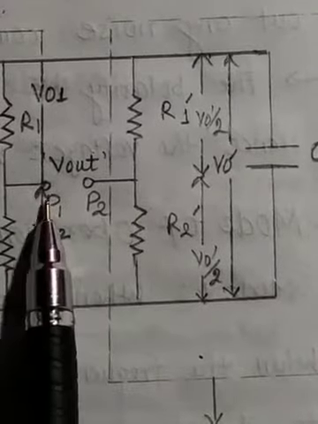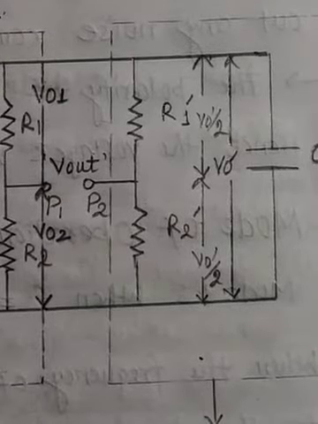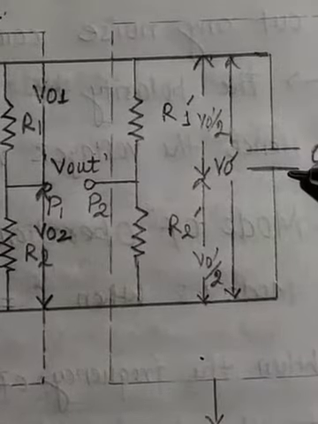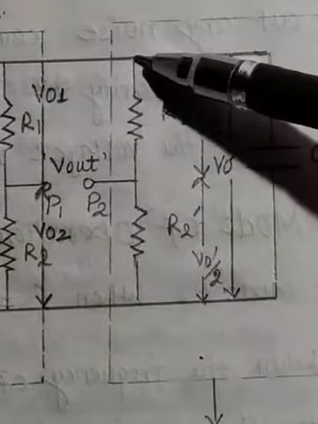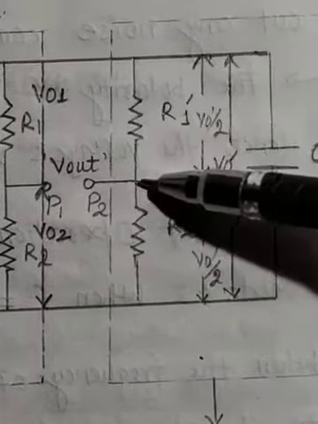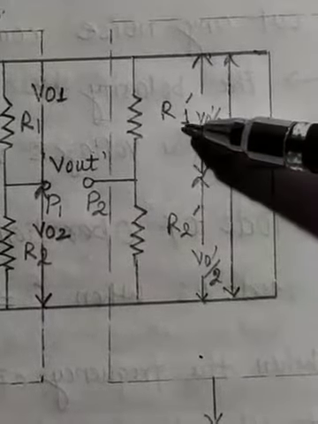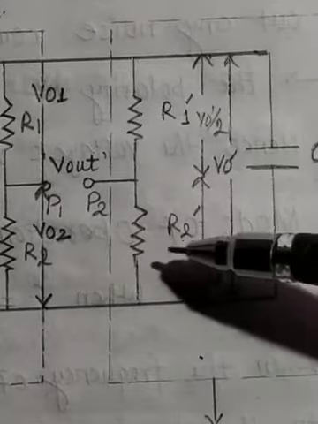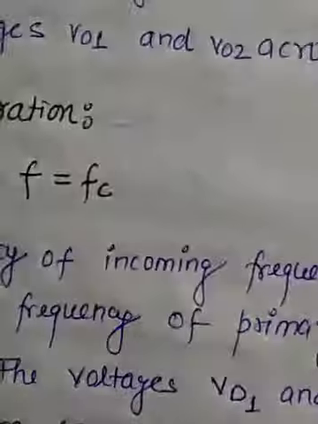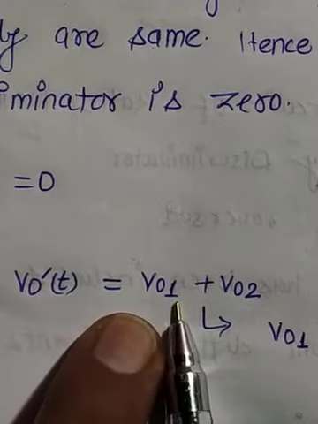So actually the voltage output is taken between these 2 points, P1 and P2. So remember this thing, V0 dash is the voltage of, you can say, this capacitor C, or the voltage between these two resistors R1 dash and R2 dash, which are in series combination, and because of series combination this voltage V0 dash is divided equally between these two resistors. That is, the voltage across resistor R1 dash is V0 dash by 2 and the voltage across resistor R2 dash is V0 dash by 2. Okay, so let's see. So this is the voltage V0 dash T, which is equal to V01 plus V02. Why?